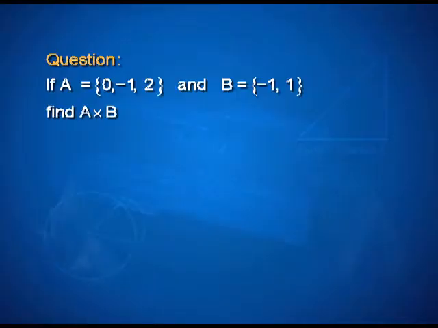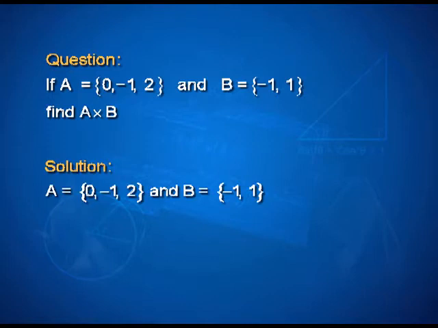Let us take a simple exercise. If set A has 0, minus 1, and 2, and B consists of 2 elements, minus 1 and 1, what would be A cross B? So, again as we suggested, you will list all ordered pairs such that the first element of the ordered pair comes from set A and the second element comes from set B. It is also important to look ahead and say, okay, set A has 3 elements, B has 2 elements, therefore, A cross B is going to have a collection of 6 elements.